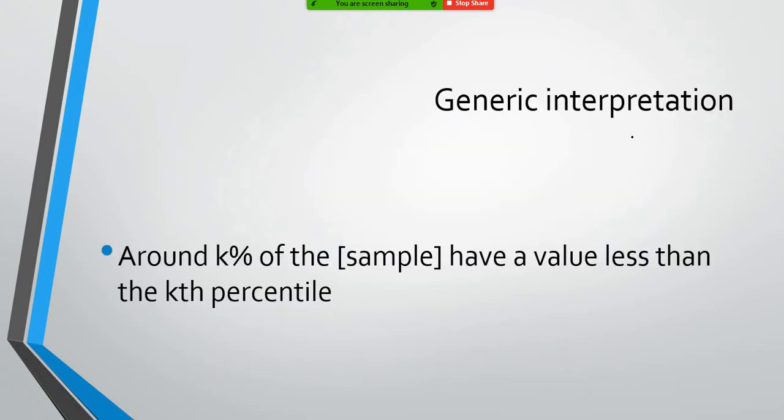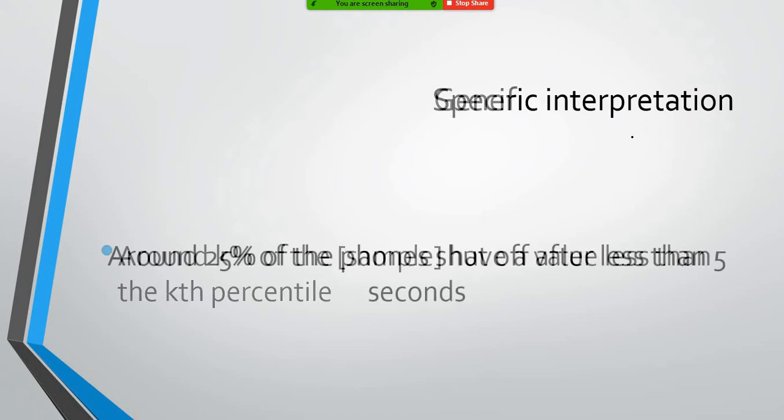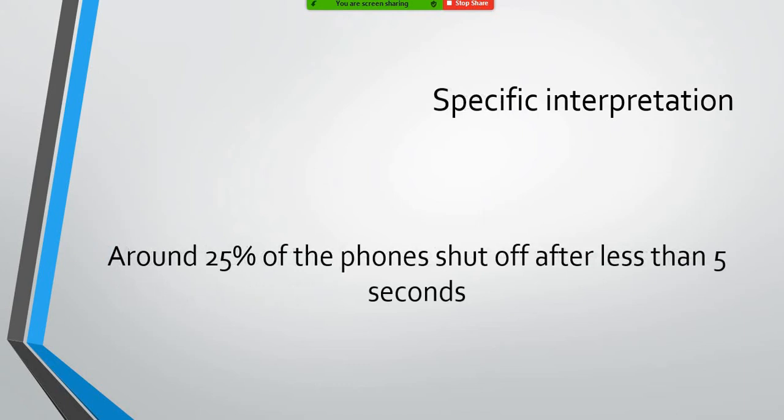To interpret the percentile, we will use this template: around k% of the sample have a value less than the kth percentile. Applying it to the 25th percentile that we have just computed, around 25% shut off in less than 5 seconds. That's the interpretation of our 25th percentile.